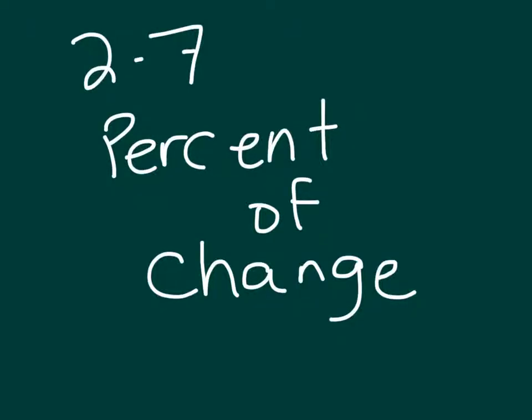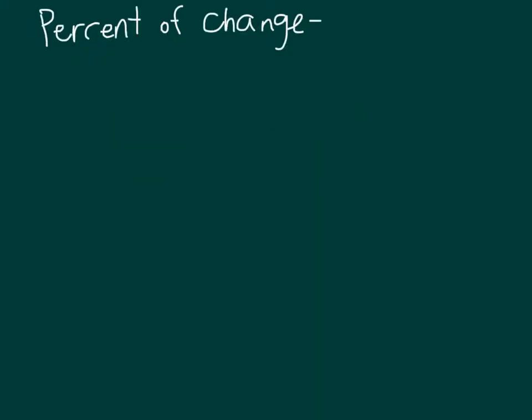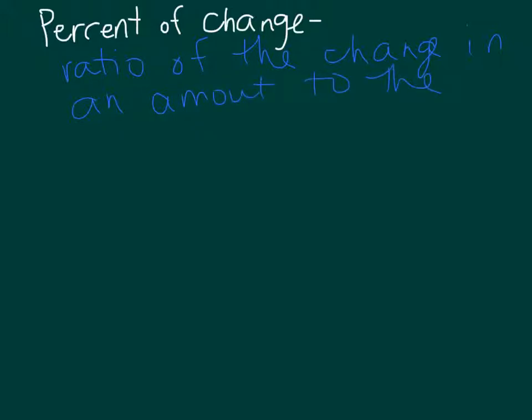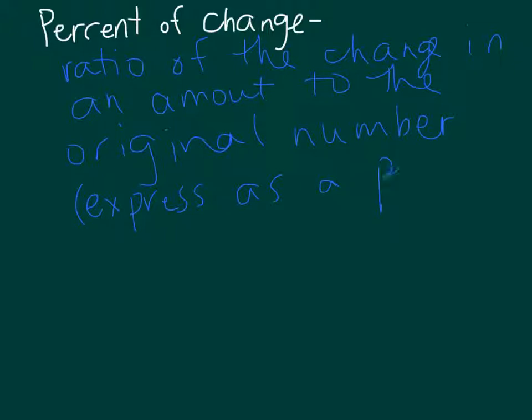Chapter 2, Lesson 7, Percent of Change. The percent of change is just the ratio of the change in an amount to the original number. So we're just comparing how much it changes to what it originally was. And we express the percent of change as a percent. It's called the percent of change.